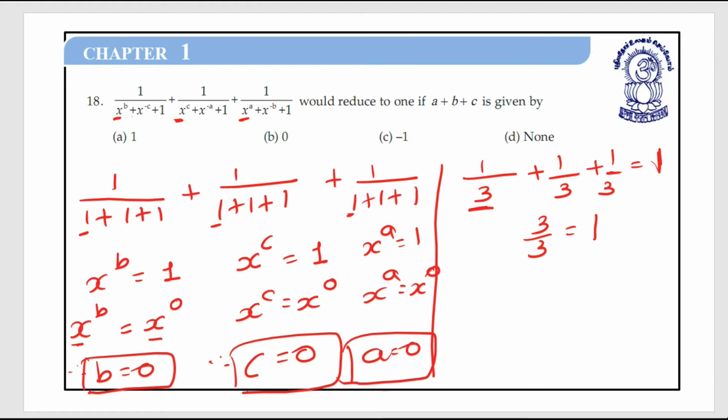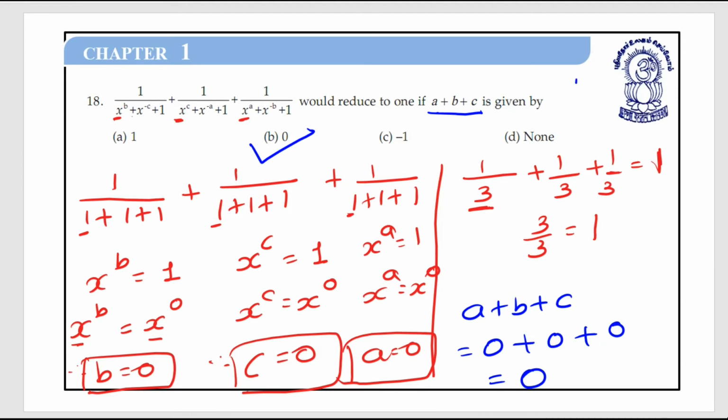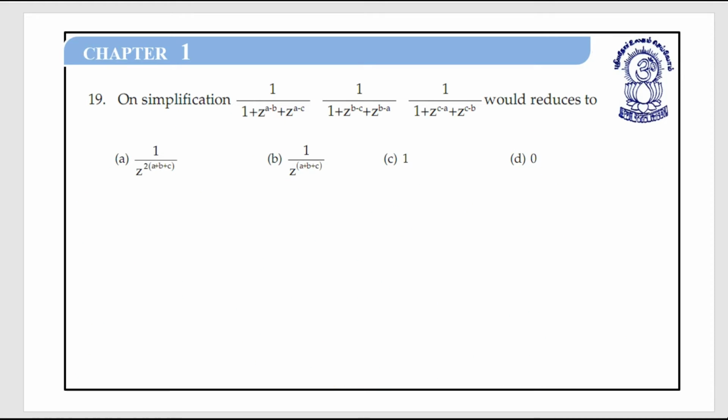So here we have to find a plus b plus c. Put the values of a, b and c: 0 plus 0 plus 0 is equal to 0. So option B is the right answer, 0. Okay, understood it or not? Let's see the next example question.